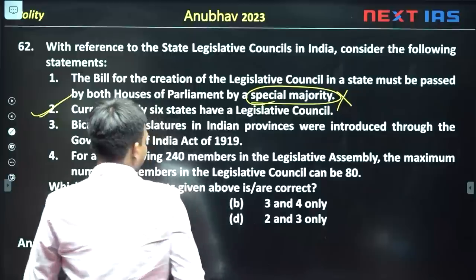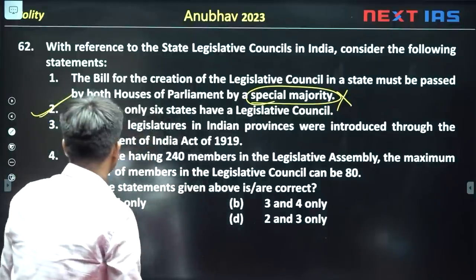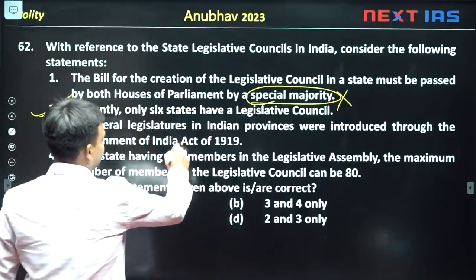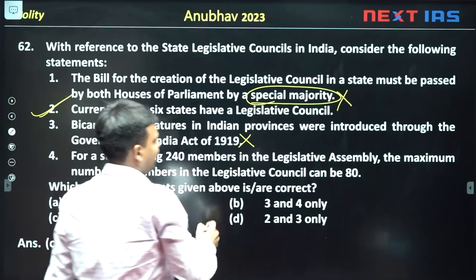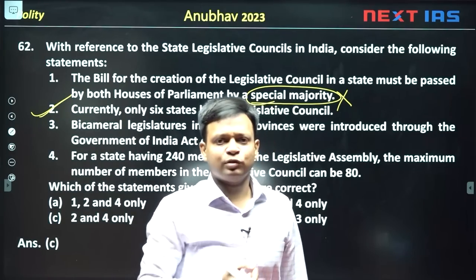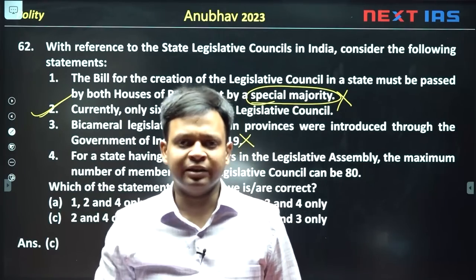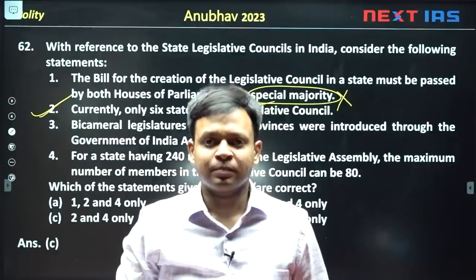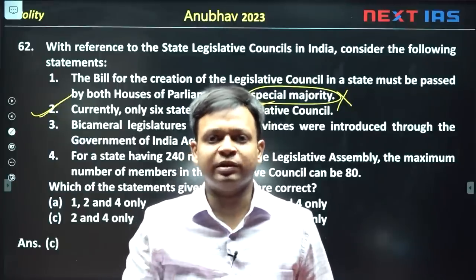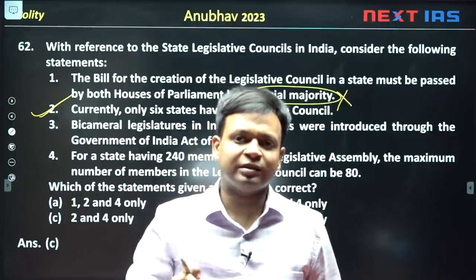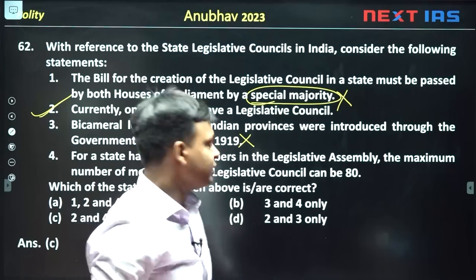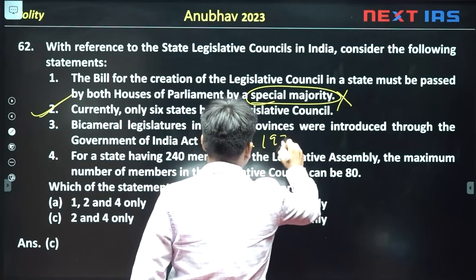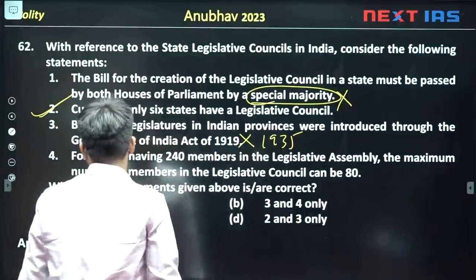Bicameral legislatures in Indian provinces were introduced through the Government of India Act of 1919. This is again an incorrect statement. Remember, bicameral legislature was introduced in India for the first time in 1919, but only at the center. In the states, that is the provinces of the British Empire, it was introduced in the Government of India Act 1935. So, this happens to be an incorrect statement.